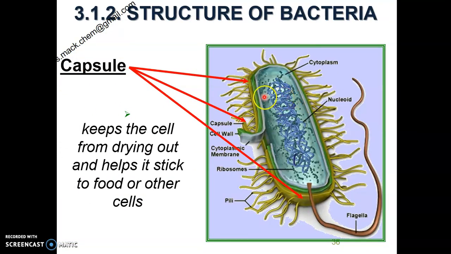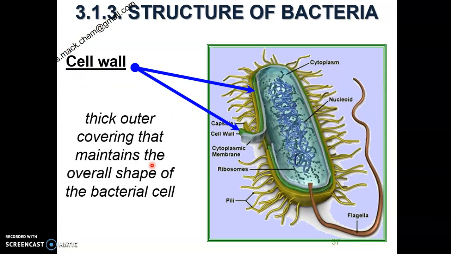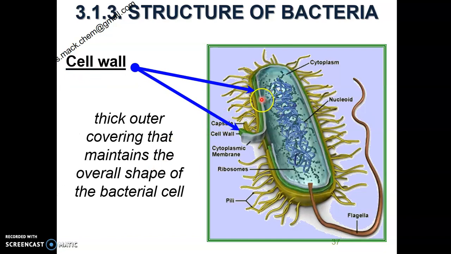Next up, the pili extend from the capsule. The capsule is on the exterior of the bacterium and it is moist, and it helps to keep the cell from drying out, as well as allows it to stick to other items. The capsule encloses the cell wall, where the cell wall helps to maintain the shape of the bacterium.